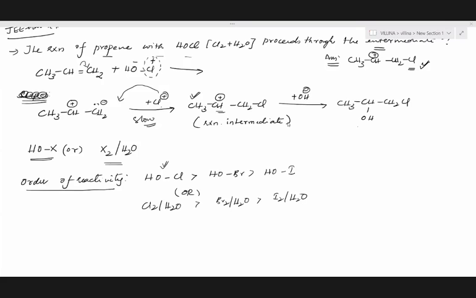And in the question, they are not asking the final product, they are asking that the reaction of propene with hypochlorous acid proceeds through the intermediate. So this is the answer. They gave a lot of options, but this will be our final answer. So the intermediate here will be a secondary carbon, the second carbon with positive charge and CH2Cl. So this will be the answer.